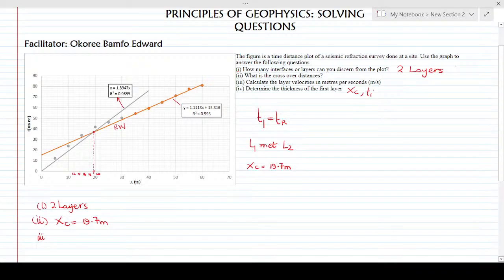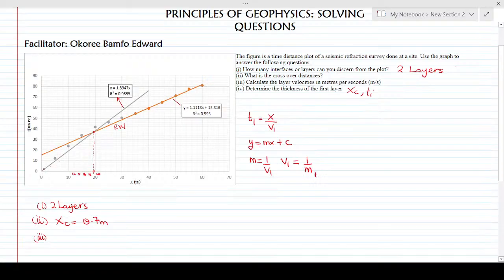Now the third part is to find the layer velocity. I'm going to do the calculation here. We know from the equation that T1 for the direct wave is given by x over V1. When we compare it to the equation of the line y = mx + c, our gradient is 1 over V1. So if we want V1, it's simply 1 over our gradient for the first line. Let me call it M1.